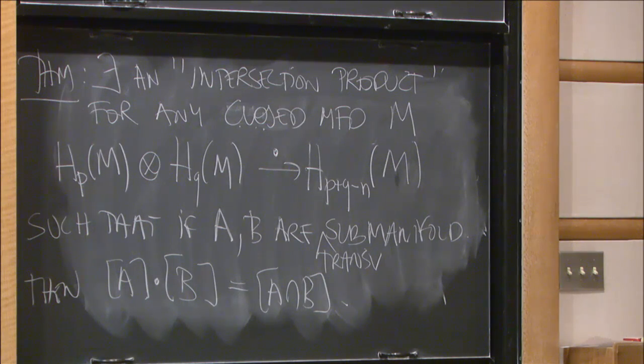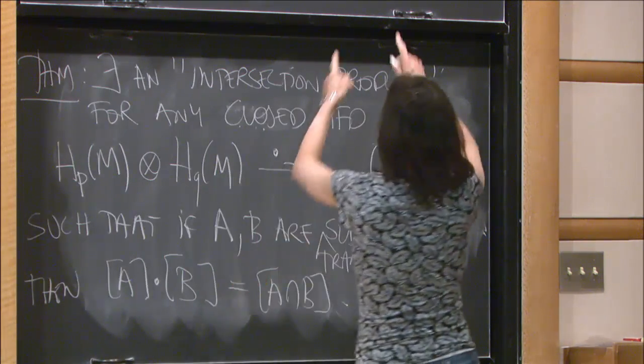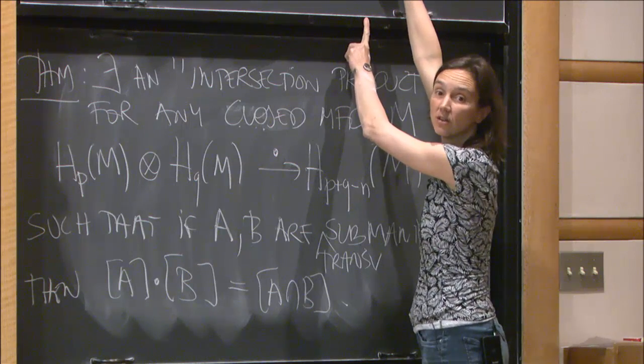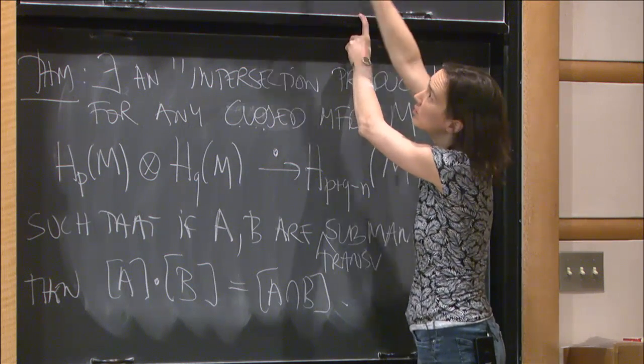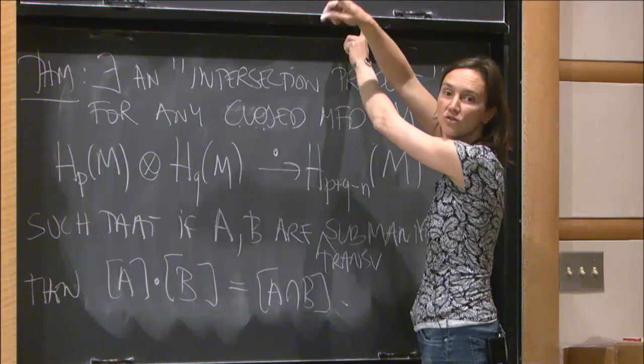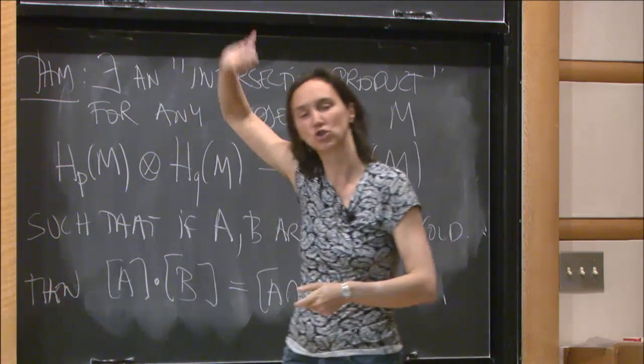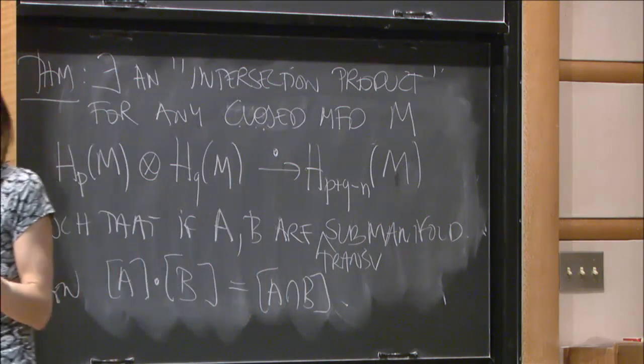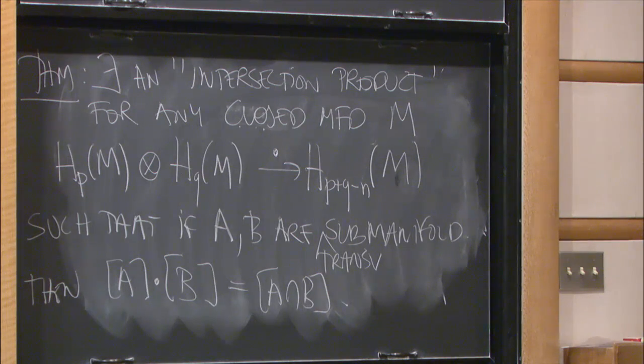What do you mean by the bracket there? The class represented. Oh, do this. Okay. Of course I'm also claiming that this doesn't depend on my choices. I have a submanifold, I can choose a triangulation and so on. It will represent the same homology class.